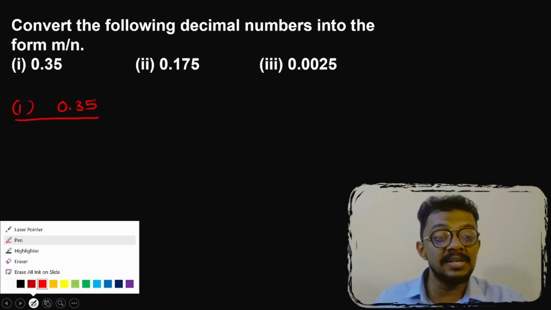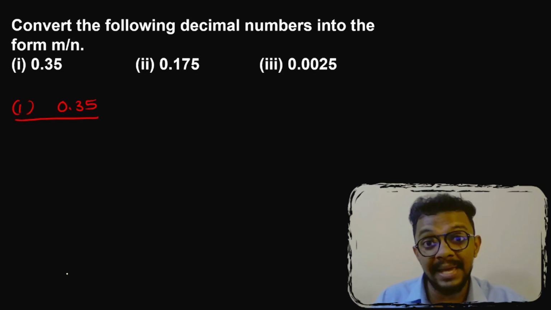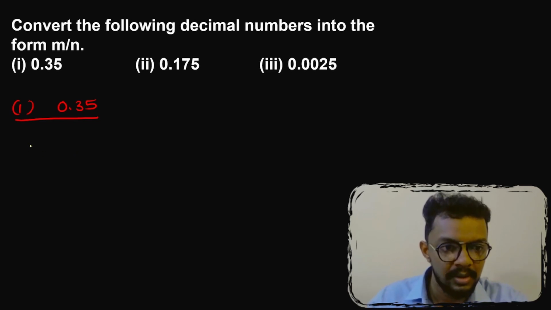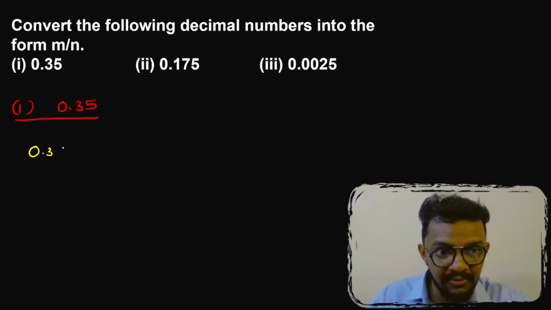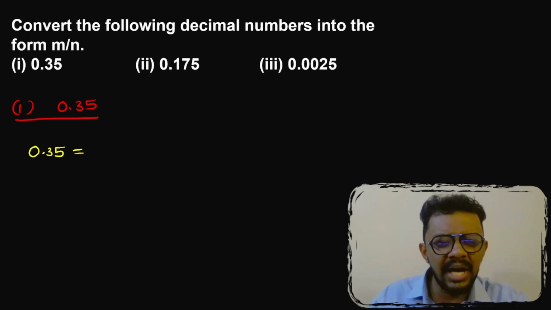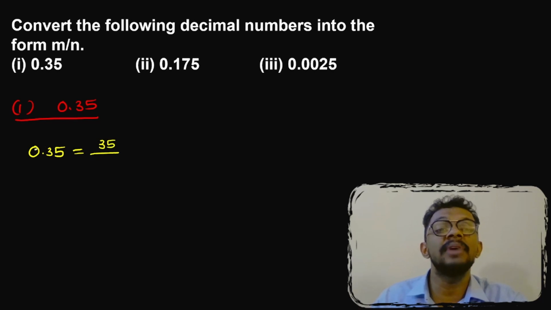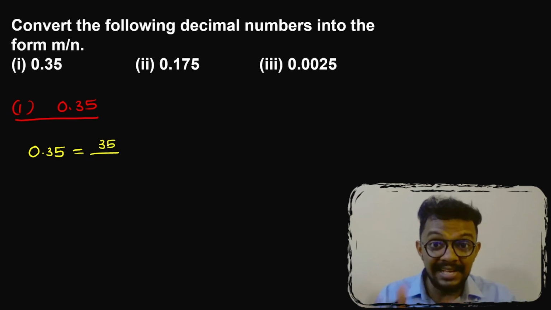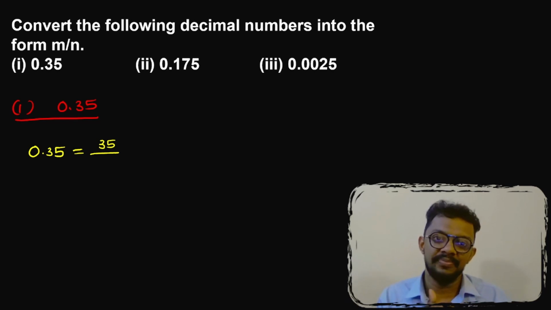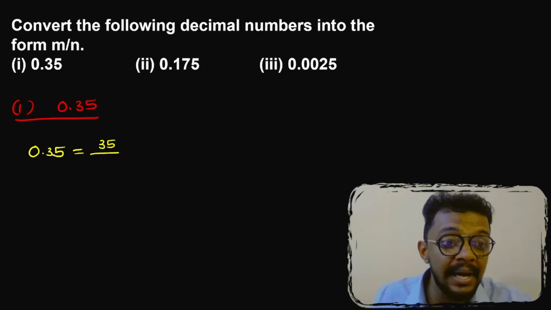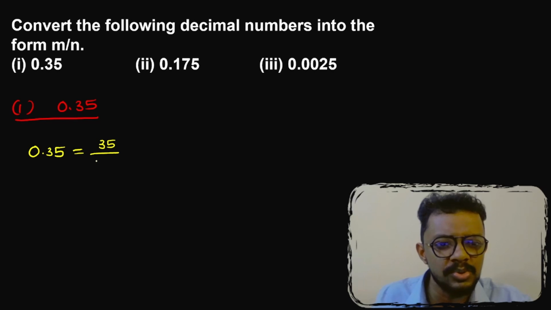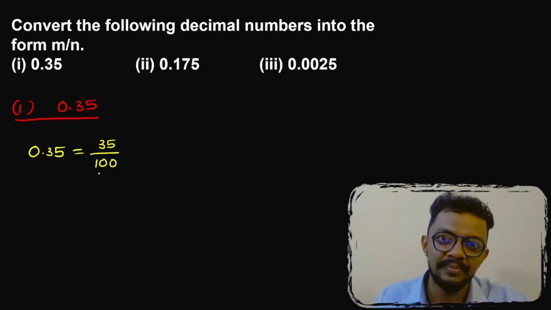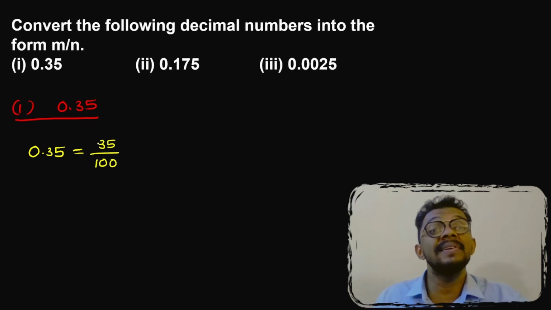Be with me, how can I convert 0.35 into the form of m by n or p by q? The number is 0.35, and after the decimal there are two digits. So I will write this like 35 divided by... If I remove the decimal, the number 0.35 becomes 35. If I ignore all the decimals, the number is 35. Now divided by what? After the decimal, how many digits are there? 1, 2. So 100. So 0.35 is 35 by 100.